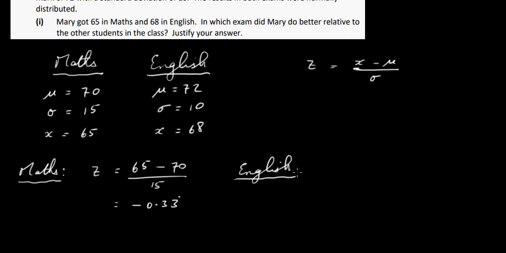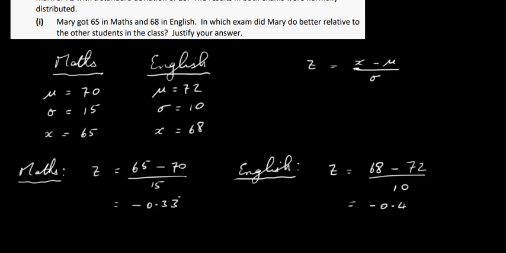Let's have a look at English. We do exactly the same for English. So our Z score here is going to be, the X value is 68, so it's 68 minus 72 divided by the standard deviation here, which is 10. Now when you do that, you get minus 0.4. So we can already see that minus 0.33 is bigger than minus 0.4. So she did better in maths.